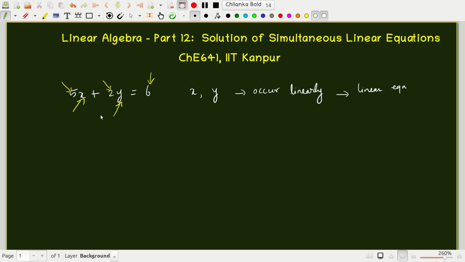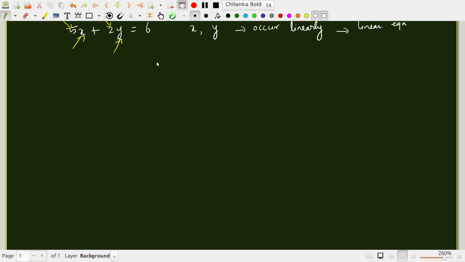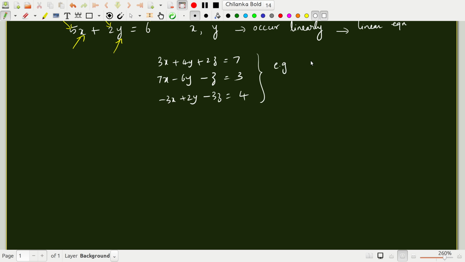Of course, we are not interested in just a single linear equation. We are interested in a system of linear equations. For example, 3x plus 4y plus 2z is equal to 7, 7x minus 6y minus z is equal to 3, minus 3x. I'm just writing something offhand. So this is an example of a system of three linear equations. Why is it linear again? Because all the variables x, y, z occur only once. Three linear equations in three unknowns.